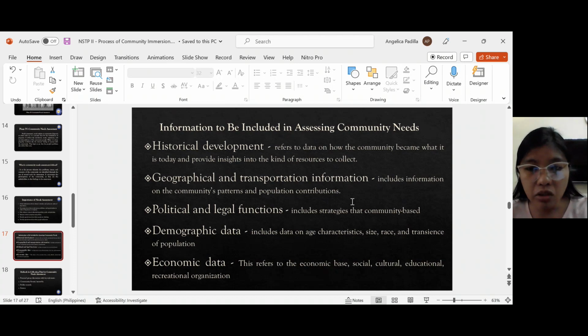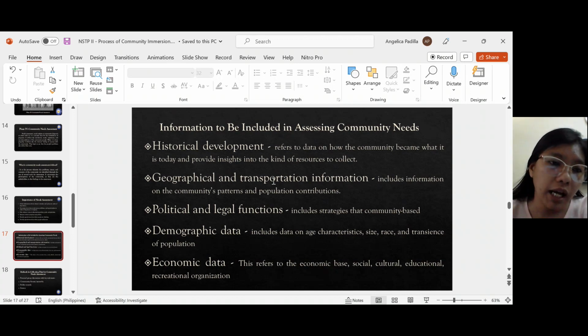Geographical and transportation information naman includes information on the community's patterns and population contributions. Political and legal functions include strategies that are community-based. Demographic data includes data on age, characteristics, size, race, and transients of population. Demographic data, na-discuss ko yun sa inyo dati. Economic data, this refers to the economic-based social, cultural, educational, recreational organization. For example, economic data nila ay ano ang highest educational attainment, elementary graduate, high school graduate, college graduate. Yun yung mga makikita ninyo doon sa gagawin nating questionnaire or survey.